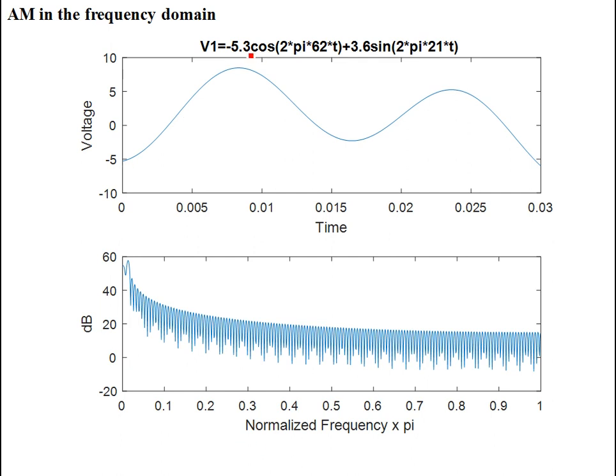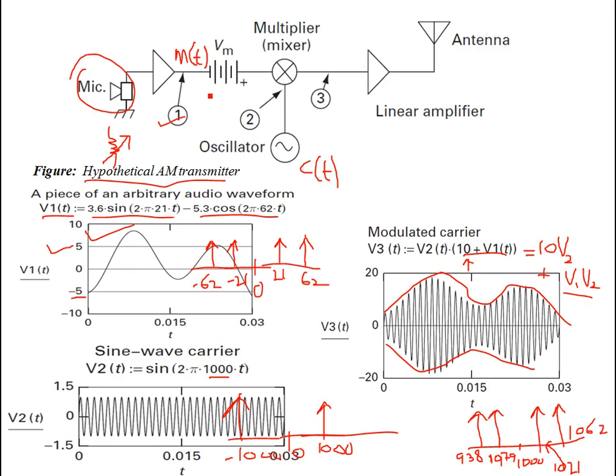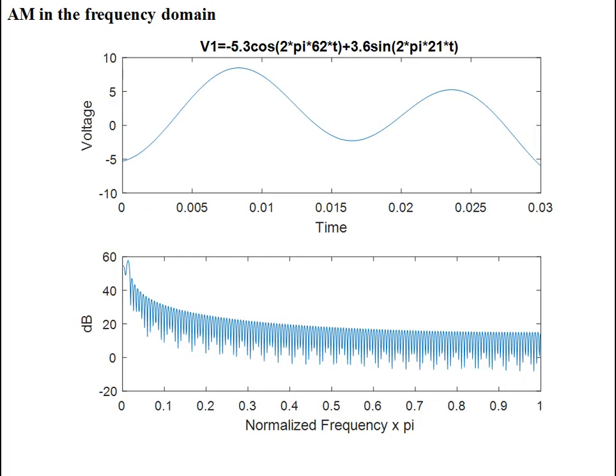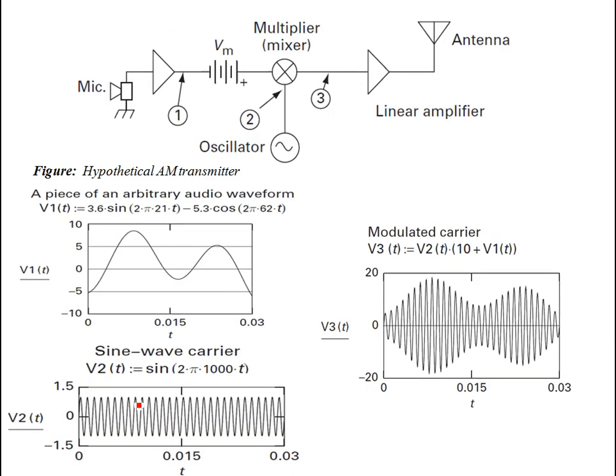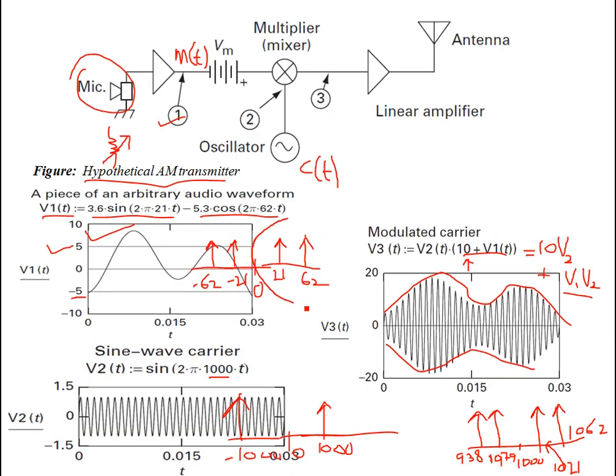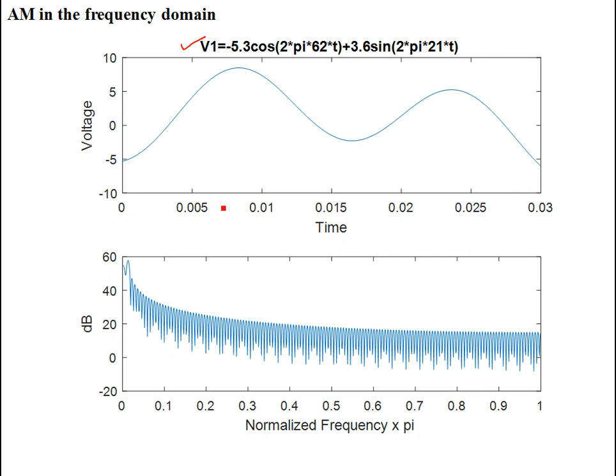Anyway, this is the same signal we had earlier. V1 is minus 5.3 cosine 2 pi 62t, plus 3.6 sine 2 pi 21t. I've reconstructed the same modulating signal over here, consisting of two tones. You can see there are two peaks around the DC, and we are talking about these two peaks over here. But again, the scale is normalized.